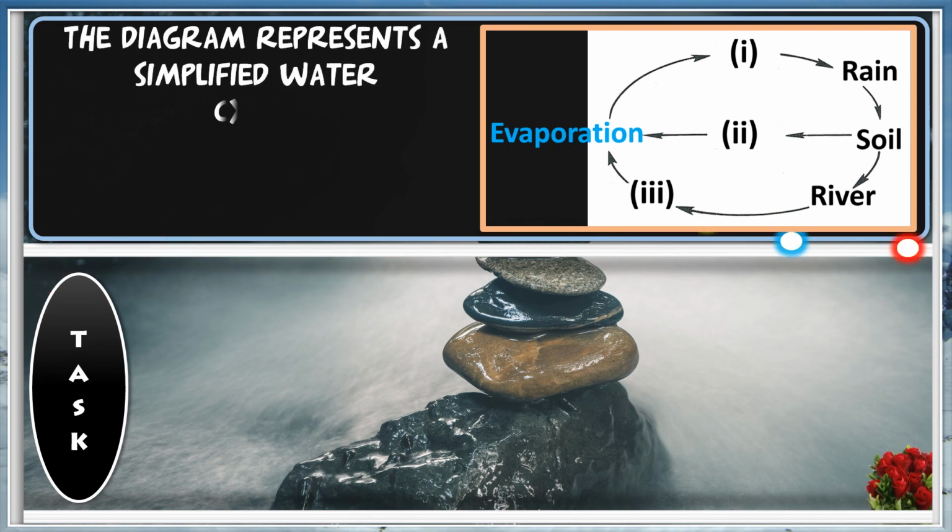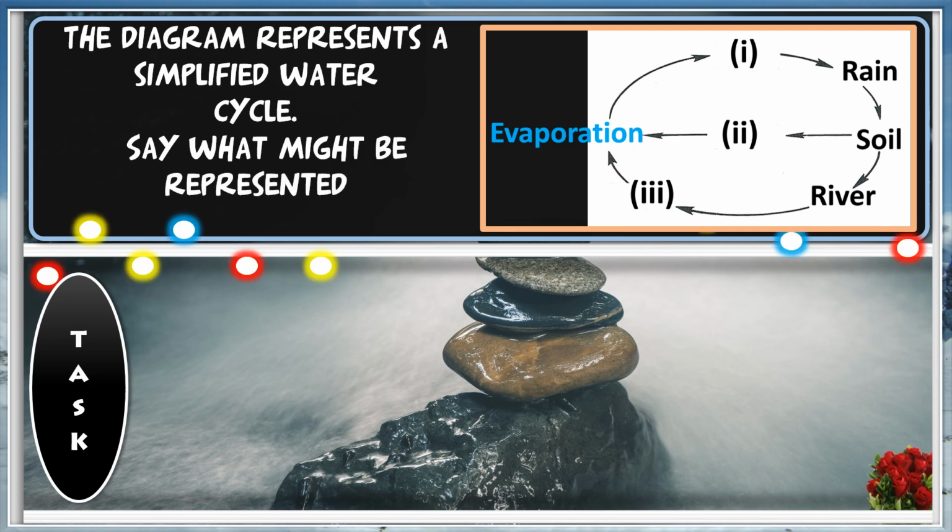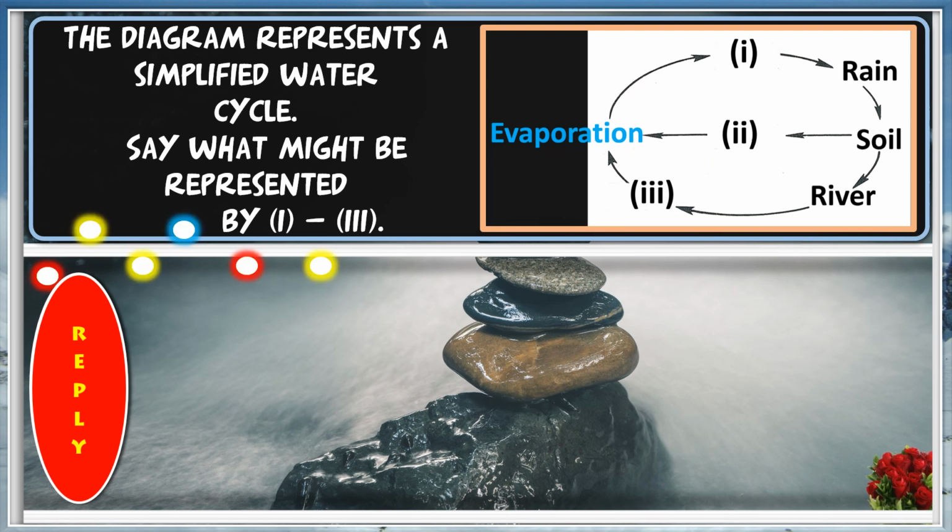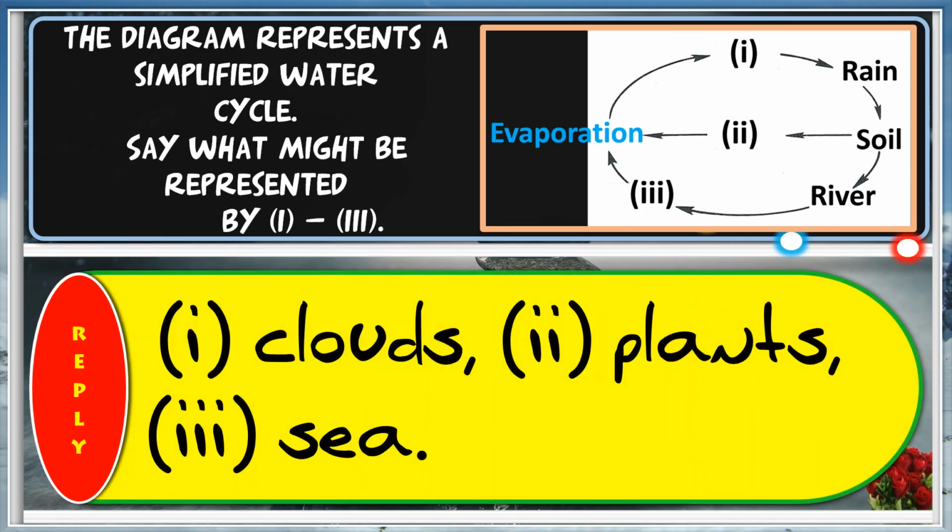The diagram represents a simplified water cycle. Say what might be represented by part 1 to part 3. Part 1, they are clouds. Part 2, those are plants. And part 3, that is sea.